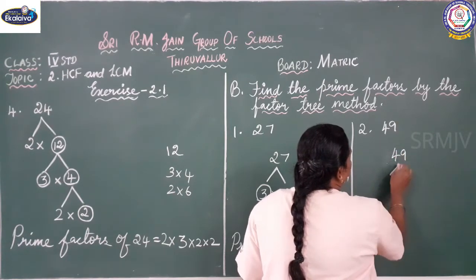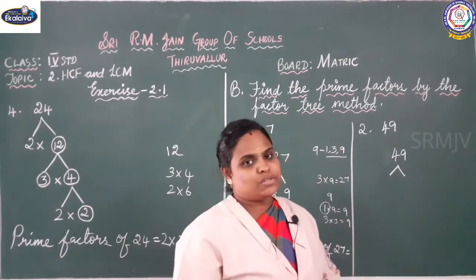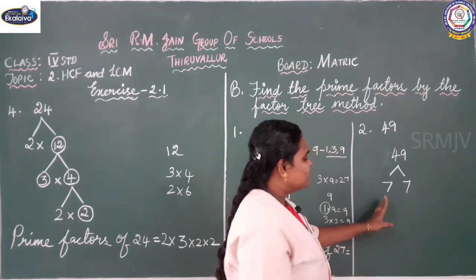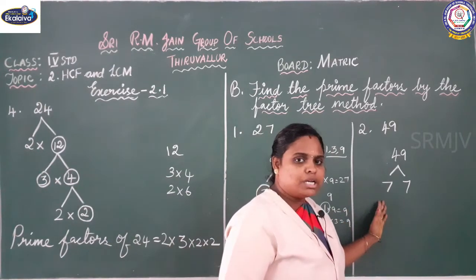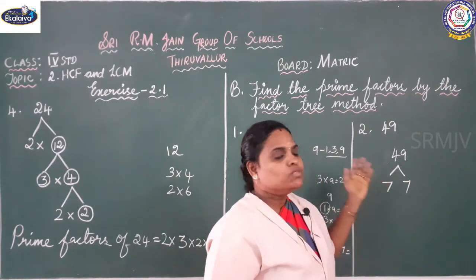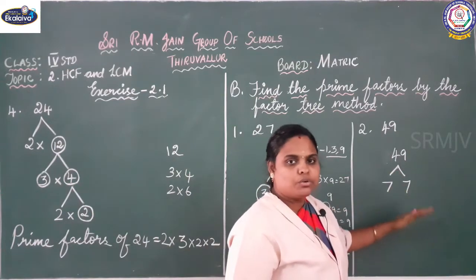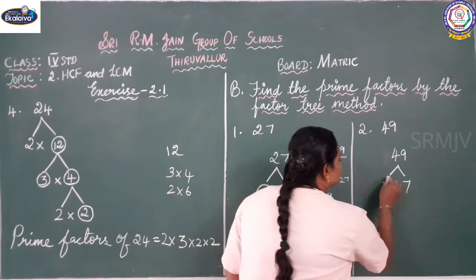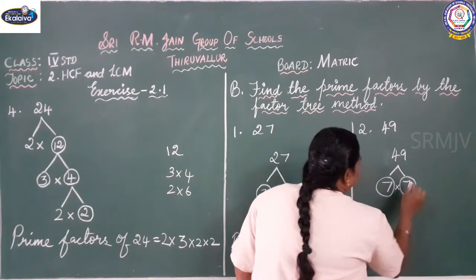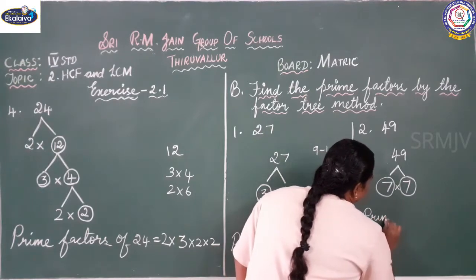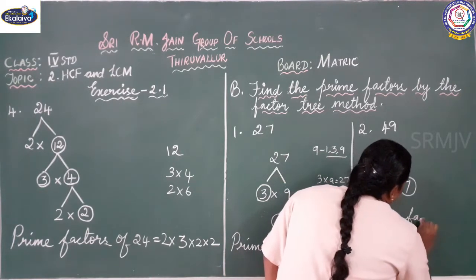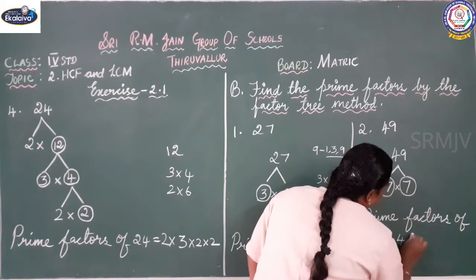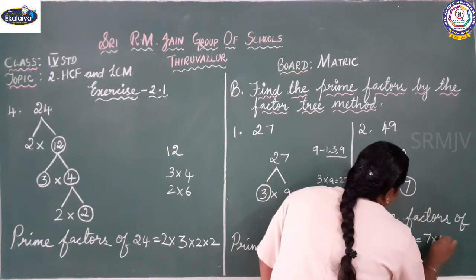So for 49, we'll take only 7 7s are 49. So we'll write 7 7s are 49. Listen, children, here 7 is a prime number, and here also 7 is a prime number. If it is a composite number, we can do it again, but here both are prime numbers, so we can stop. So prime factors of 49 equal to 7 into 7.